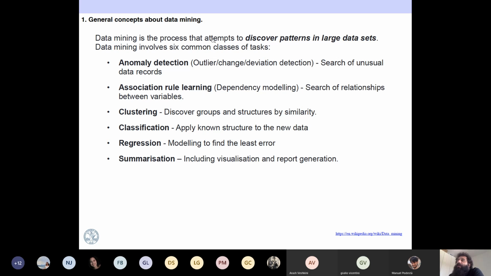Then you have association rule learning, that is dependency modeling, that we don't use in RNASeq at all, because they search for relationships between variables. You can maybe use it sometimes in ecology, but as I said, we don't use it in RNASeq.